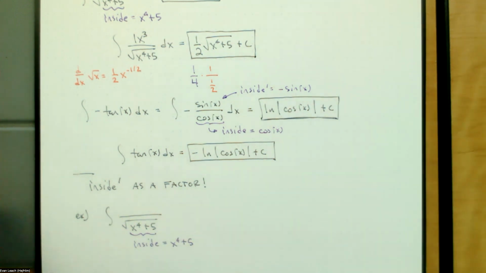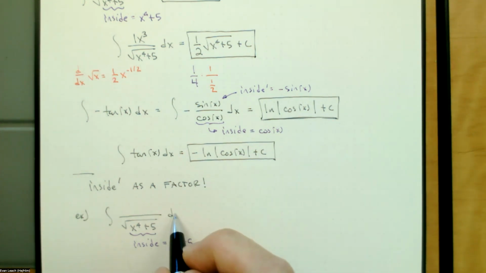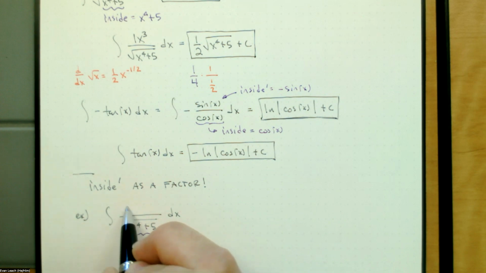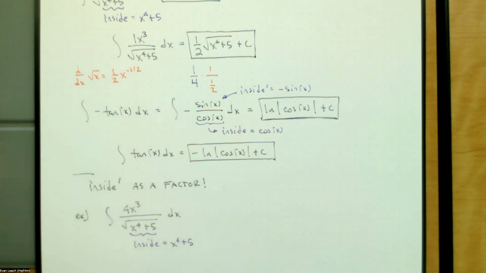No one says aha anymore. It's kind of a shame. And the derivative of the inside is 4x to the third. And you're like, well, aha, there's a 4x to the third. See, I'm saying it extra because no one says it anymore. This would be fine, right? Because there's a 4x to the third as a factor.